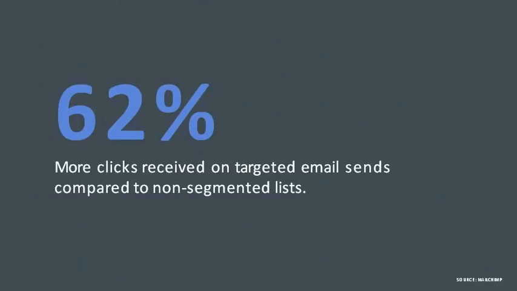Don't worry. I don't expect your blind allegiance, so I came armed with a simple fact. Did you know that sending targeted content dramatically increases open rates and click-through rates? In fact, emails sent to segmented lists receive 62% more clicks than emails sent to non-segmented lists. We're talking about concrete improvements to your email sends.